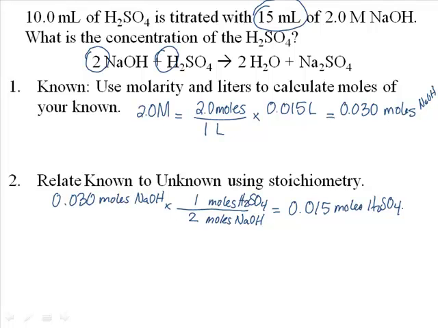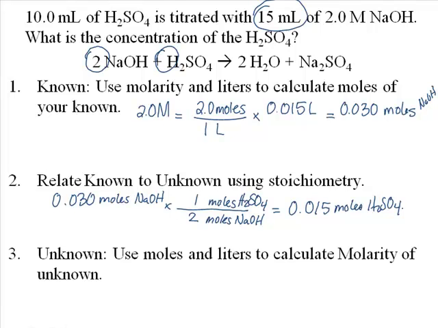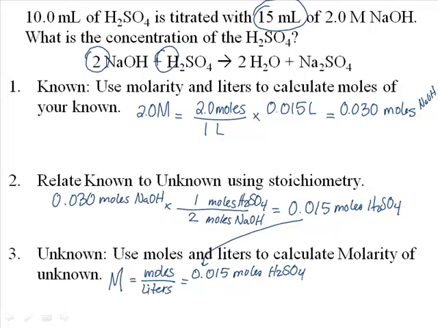The last step is to answer what the question asked for. That is to calculate the actual concentration and molarity of the H2SO4. Molarity, as we learned in the last chapter, and as we saw already once in this question, is really just the number of moles divided by the number of liters, or moles per liter. For sulfuric acid, I've just determined that I have 0.015 moles of sulfuric acid that were present. That's what the titration told me.